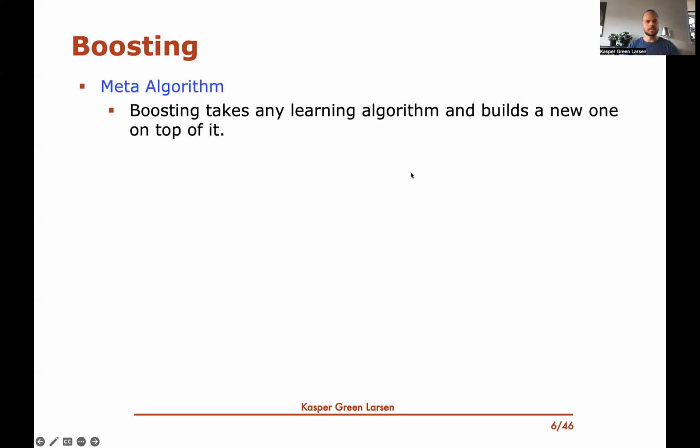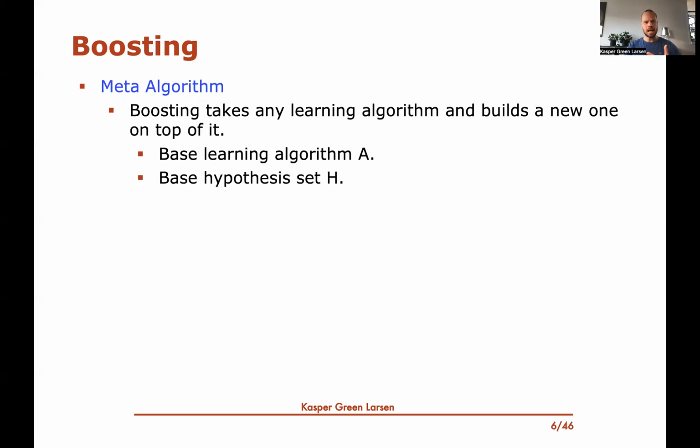So boosting is, in some sense, a meta algorithm. It takes as input one learning algorithm, and then it builds a new one from it. So you have a base learning algorithm A. This is the weak learner, the one that can do a little bit better than guessing. And this base learning algorithm outputs hypotheses from a set H, right?